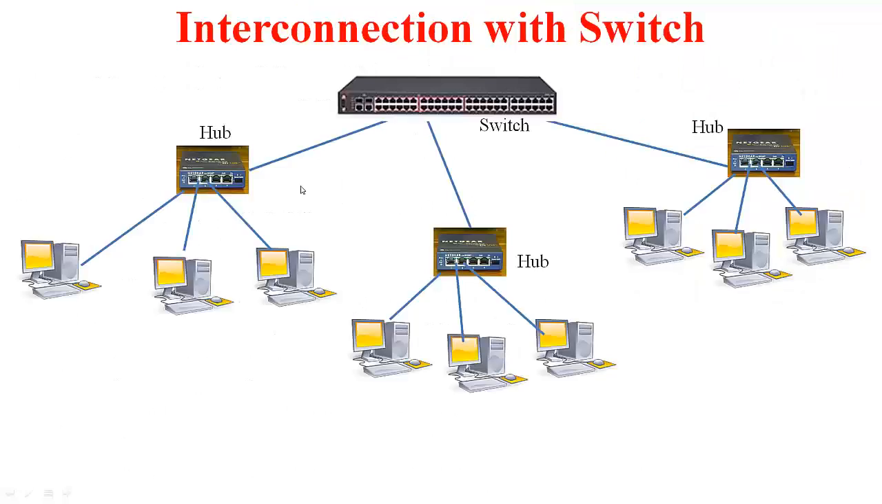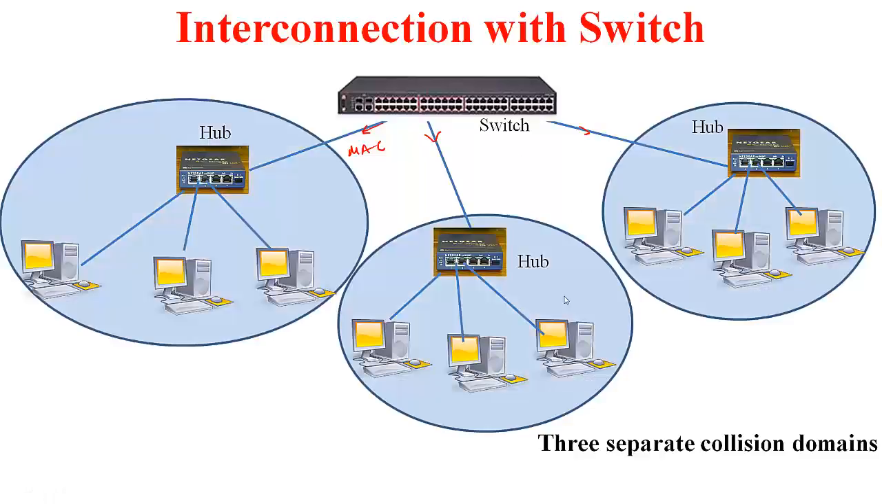So here is interconnection with the switch. Notice that there are 3 hubs which are connected to a switch, and remember that a switch on each of these interfaces, it is going to run a media access control, and it isolates these. Given that, how many collision domains does this particular topology have? That's right, 3 separate collision domains.